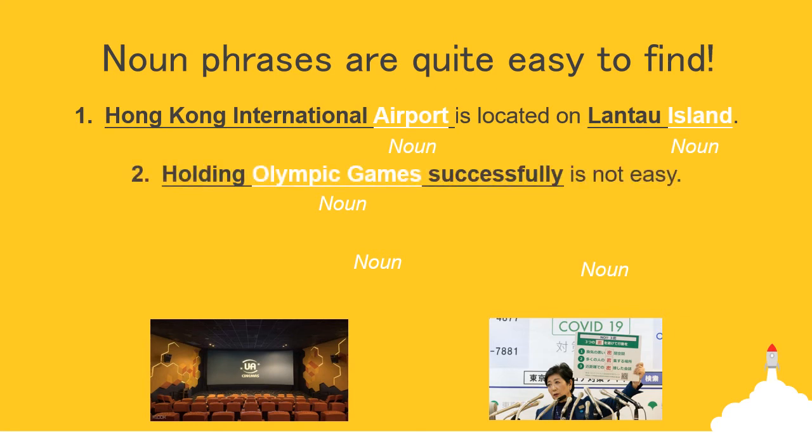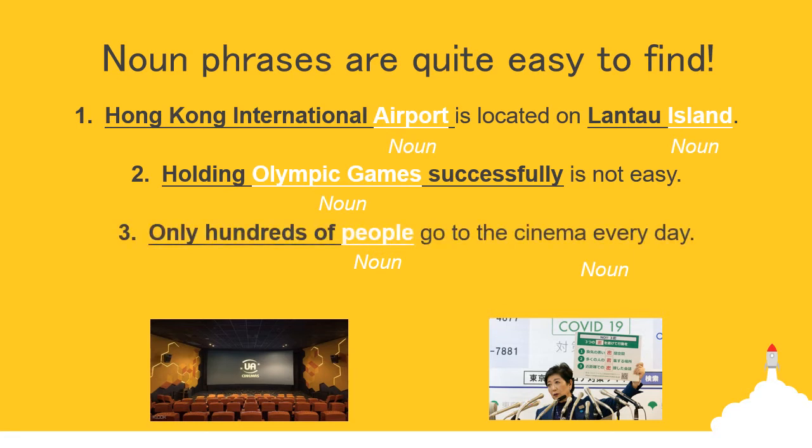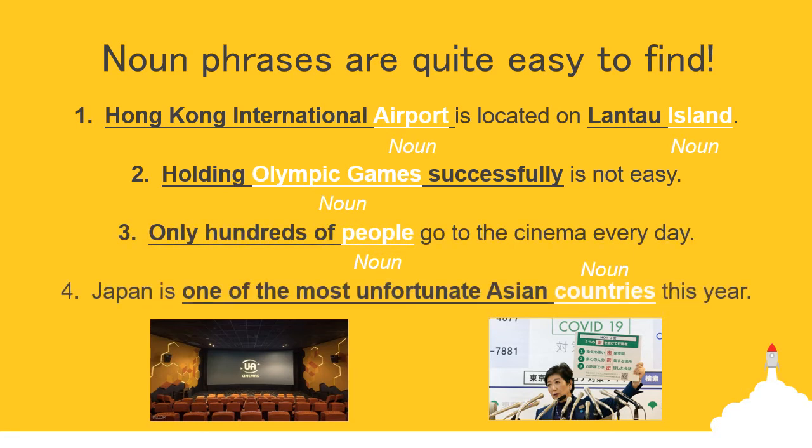So you can see I have not only underlined the noun phrases here, I have even changed the color of the most important nouns in each of these noun phrases in each sentence. So from sentence number one, you can see that in one sentence there can be more than one noun phrase.